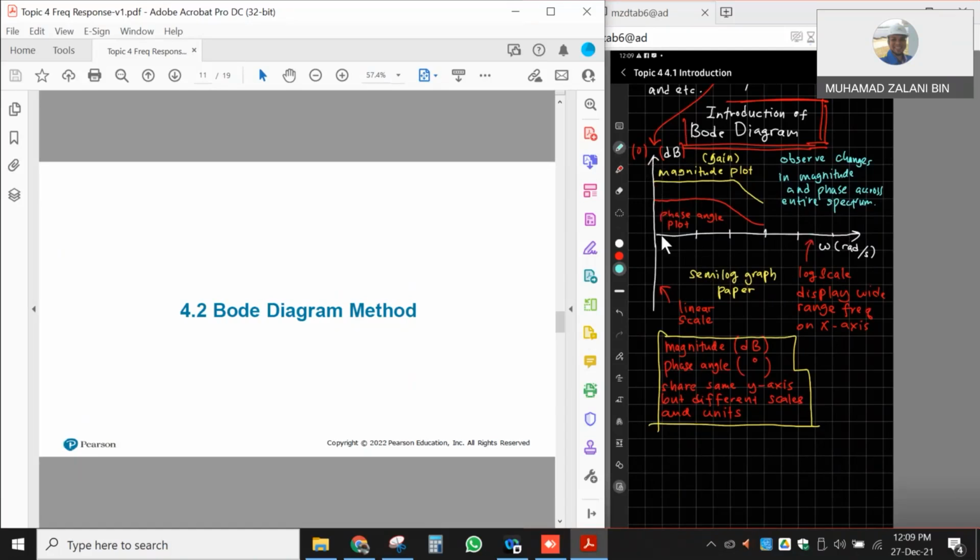For the x-axis, basically it's a single variable, which is omega, the frequency variable. But on the vertical axis, we can represent both the magnitude plot and the phase angle plot. The vertical axis has a scale for magnitude and a scale for phase angle, different scales but using the same y-axis, meaning that we have two scales: one for phase angle, and one for magnitude, which is gain.